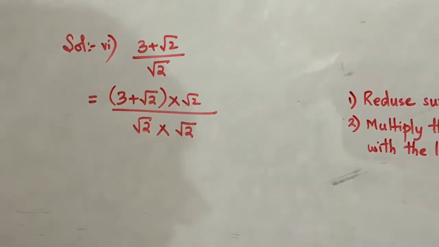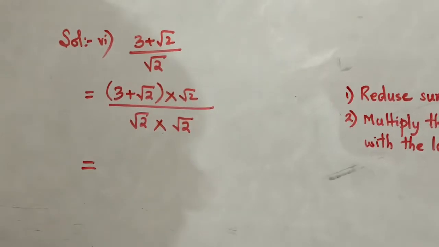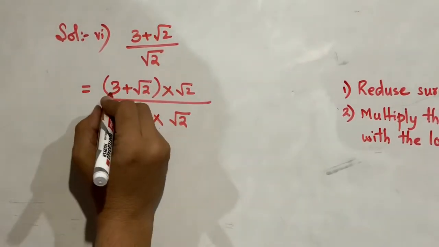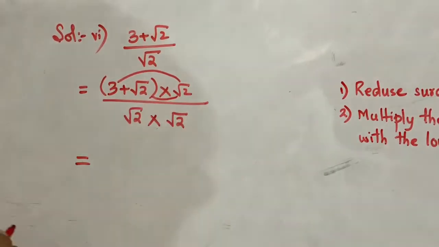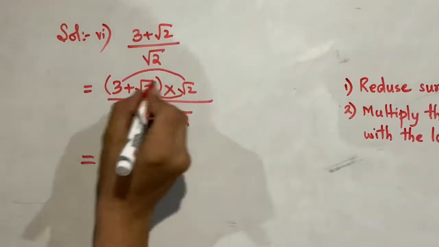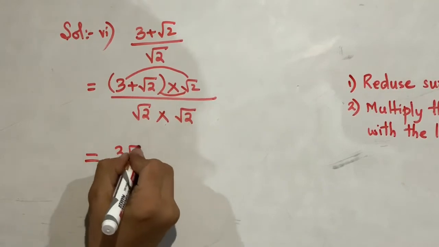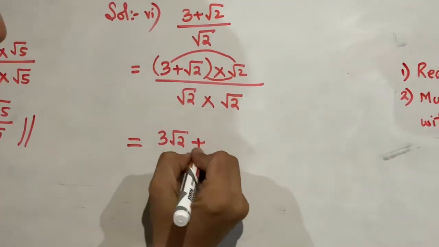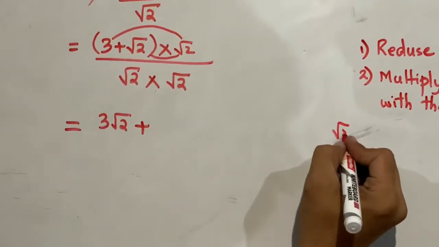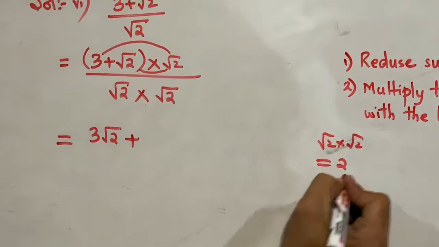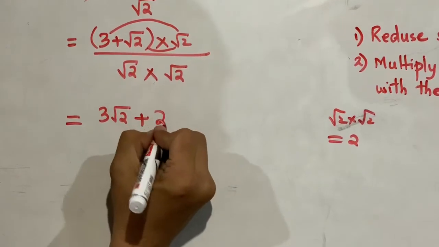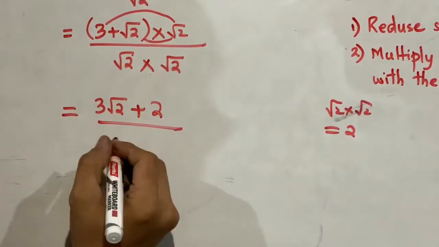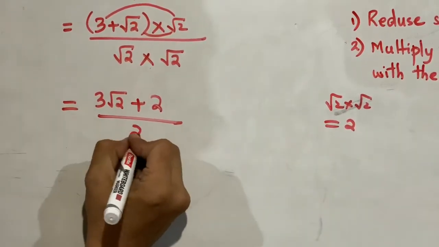We multiply each term in the bracket by root 2. So root 3 into root 2 is root 6, plus root 2 into root 2, the square root of 2 into the square root of 2 is 2. Divided by root 2 into root 2, which is 2.